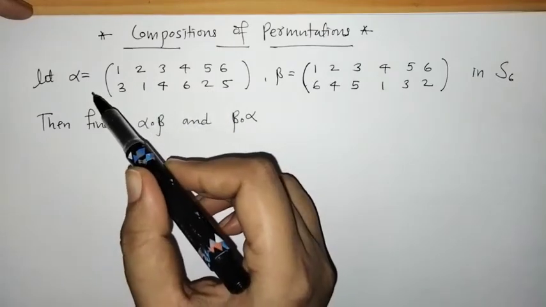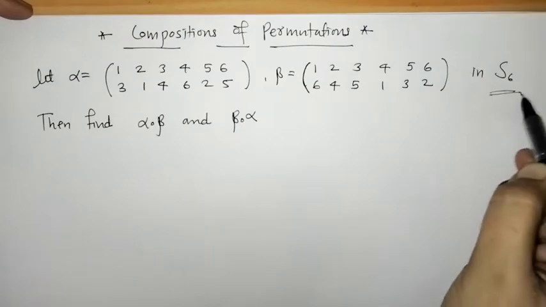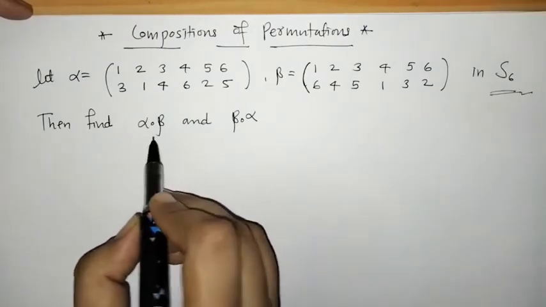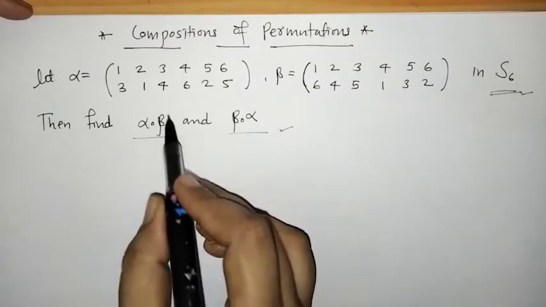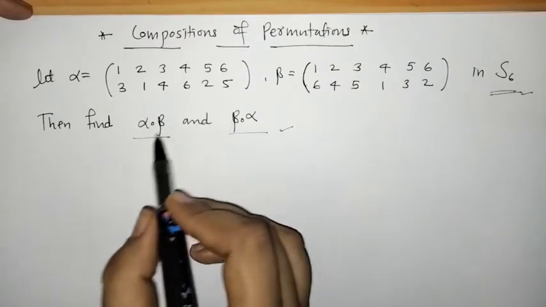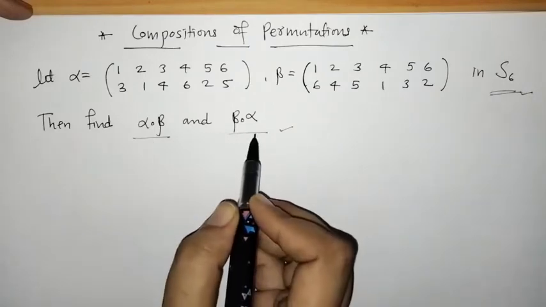Today we have to discuss compositions of permutations. Here we are given these two permutations alpha and beta in set S6, and we have to find alpha beta and beta alpha. This is a composition of two permutations alpha and beta, which is also called a product of two permutations.